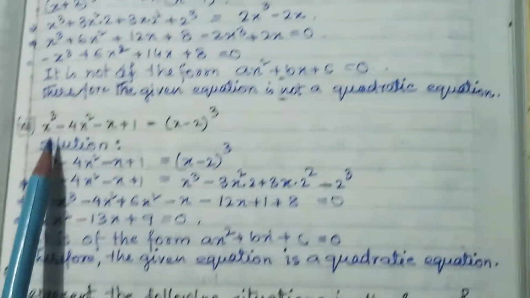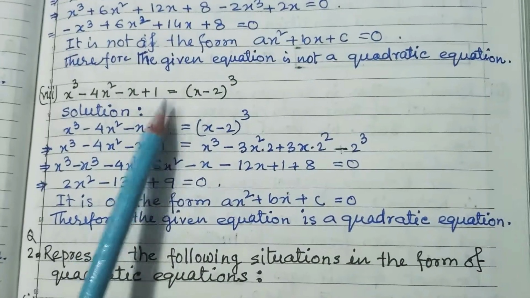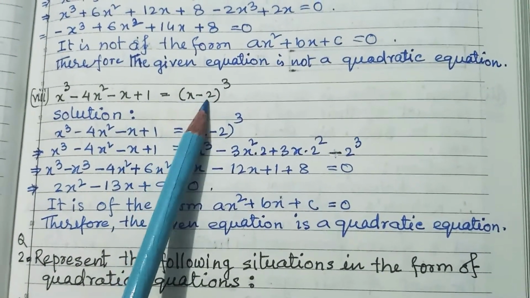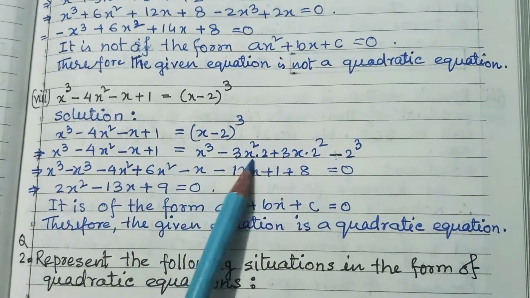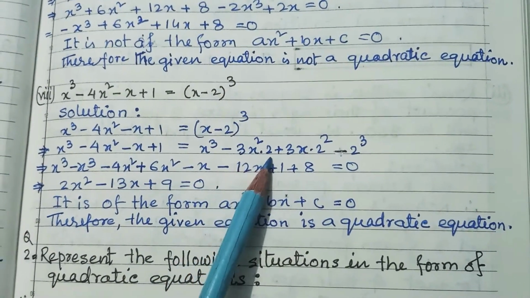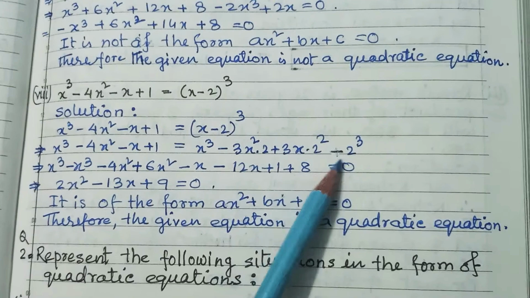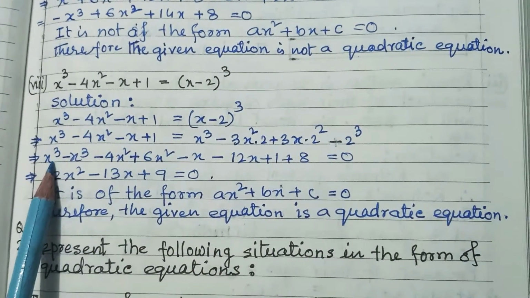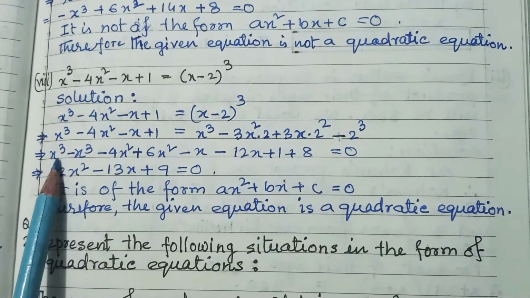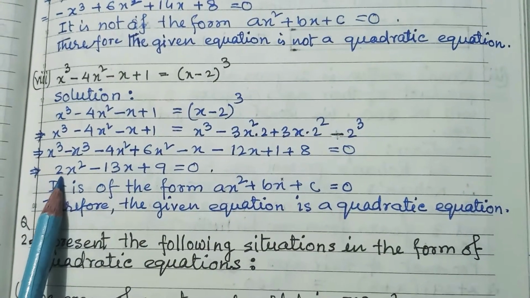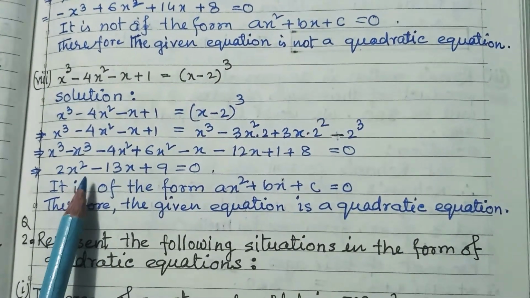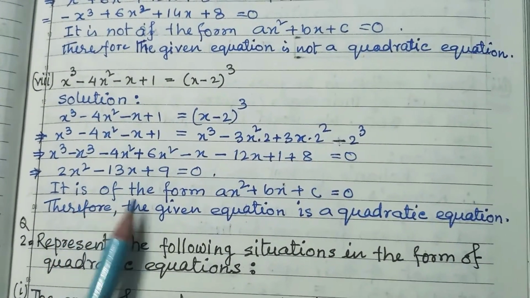Next, the left hand side is as it is, and the right hand side you change using the identity of a minus b whole cube. The same we have done: a cube minus 3a square b plus 3ab square minus b cube. And the left hand side as it is we have written. Now it is 2x square minus 13x plus 9. So it is a form of quadratic equation.